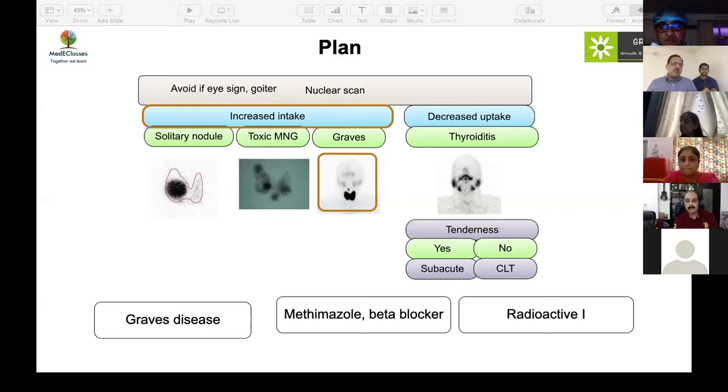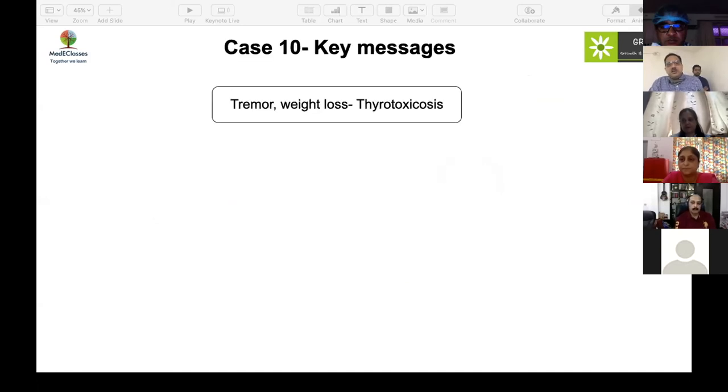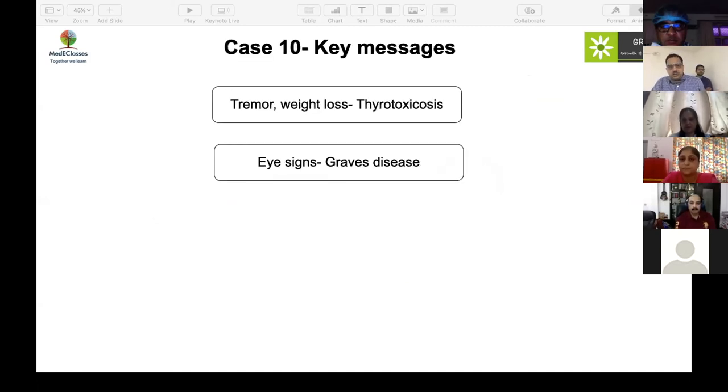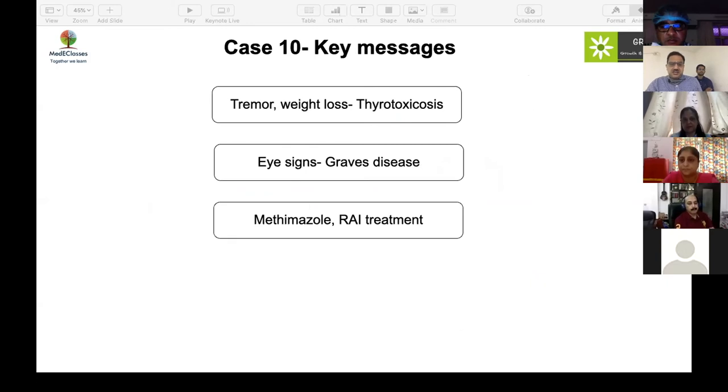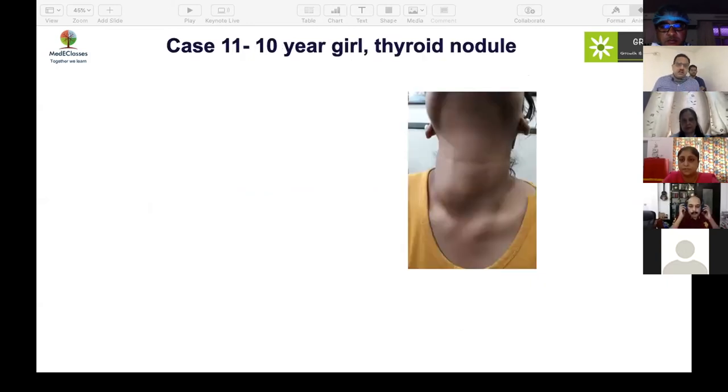So I think the big message here is: think Graves' disease, particularly if there is a large goiter, eye signs, or increased uptake. There is no role of PTU in the treatment in pediatric practice, because that can cause hepatic dysfunction, and there is an evolving role of radioactive iodine. So the key messages are: tremor and weight loss, think thyrotoxicosis; eye signs suggest Graves' disease; methimazole and carbimazole are the treatment of choice.